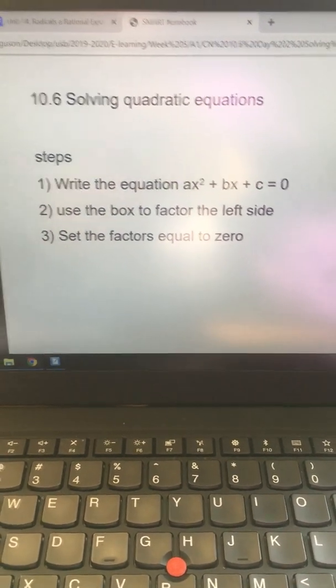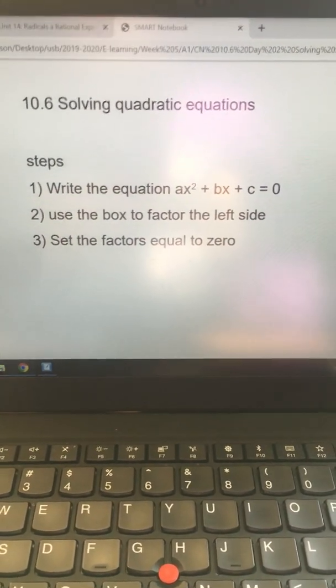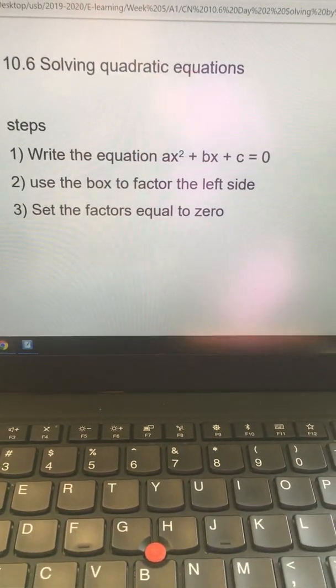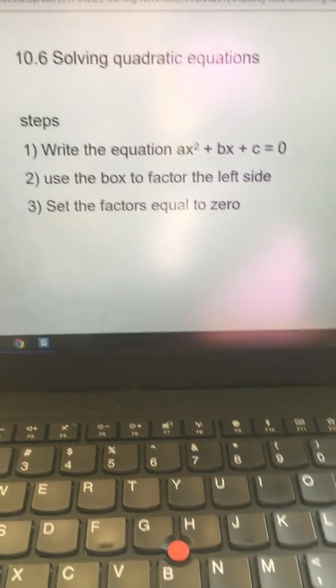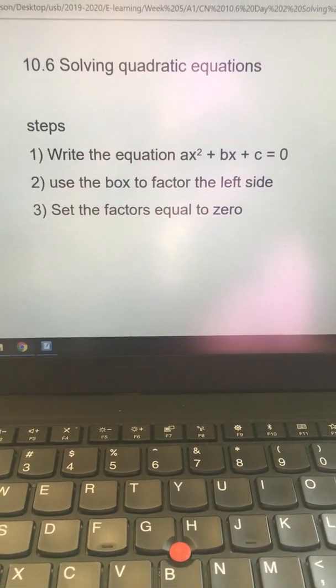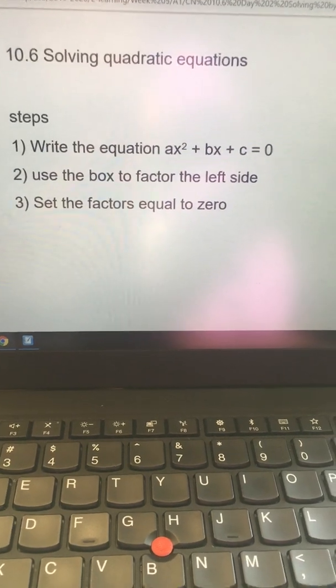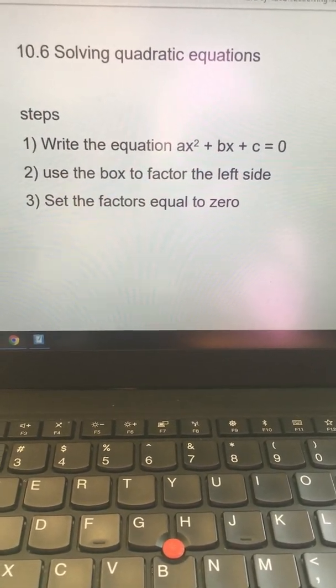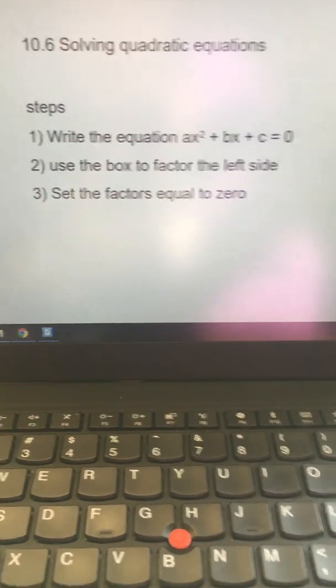Hi everyone, we are going to start our class notes day 2 on 10.6. Today is the 22nd of April and we are going to be solving quadratic equations by factoring today. So guess what? We're still using the factor box. We are going to do these same steps that we did in 10.5 day 3.